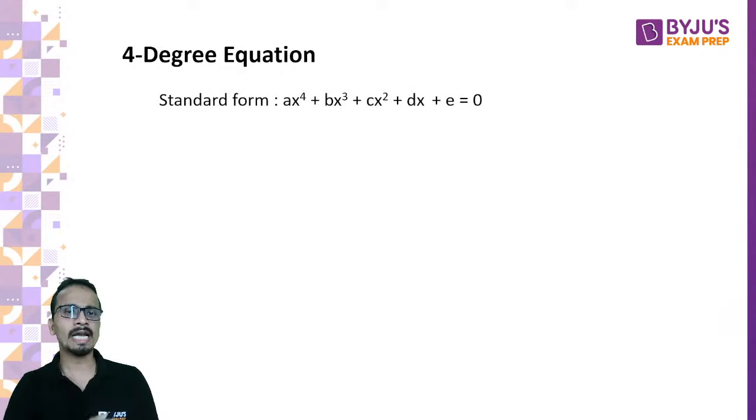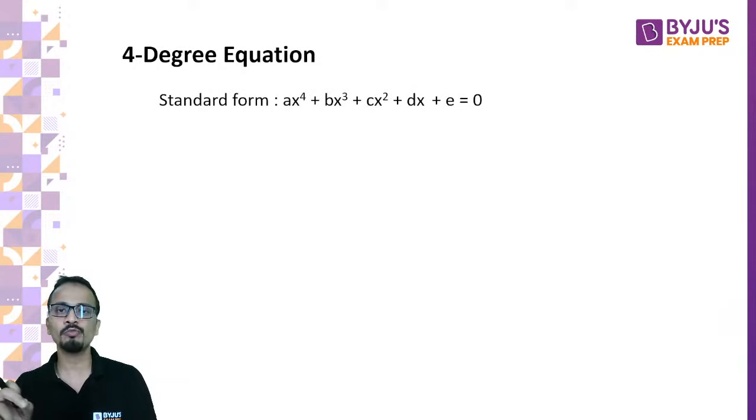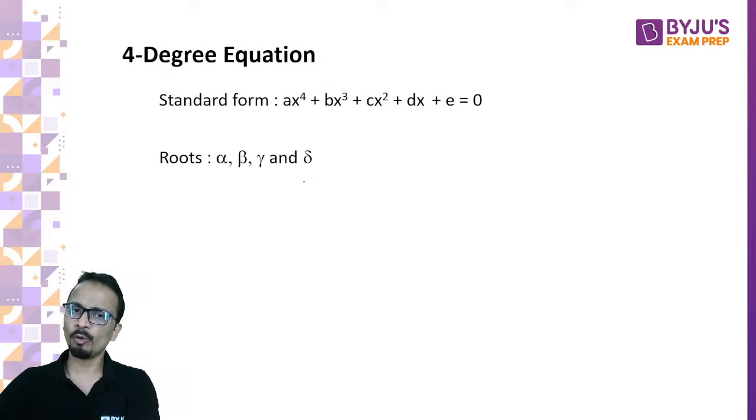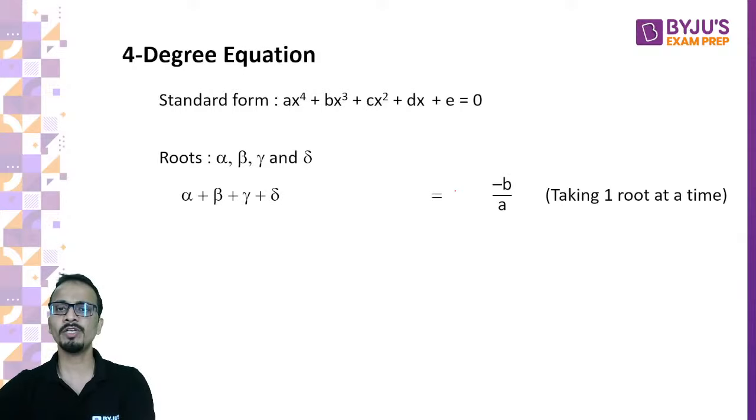Fine. So what will the standard form of a 4-degree equation be? It will be ax⁴ plus bx³ plus cx² plus dx plus e equal to 0. Now there will be 4 roots in this case: alpha, beta, gamma and delta, let's say. Now the sum taking one root at a time, that means alpha plus beta plus gamma plus delta, which will simply be the sum of the roots, will be equal to minus b upon a.